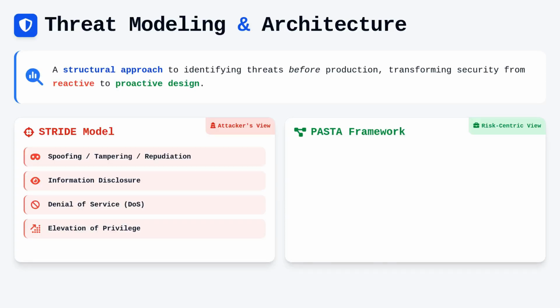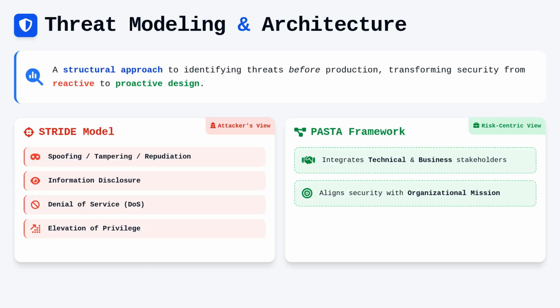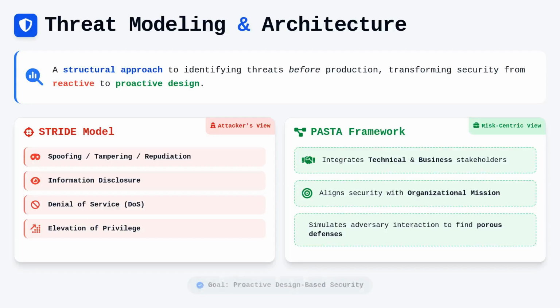Alternatively, the PASTA framework, which stands for Process for Attack Simulation and Threat Analysis, is a more risk-centric approach that aligns security objectives with business requirements. By simulating how an adversary might interact with our system, we identify where our defenses are porous. PASTA is particularly useful because it integrates stakeholders from both technical and business sides, ensuring that the identified threats match the organizational mission. Applying either model transforms security from a reactive activity into a proactive, design-based discipline.